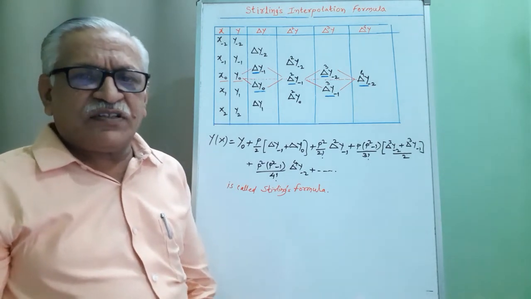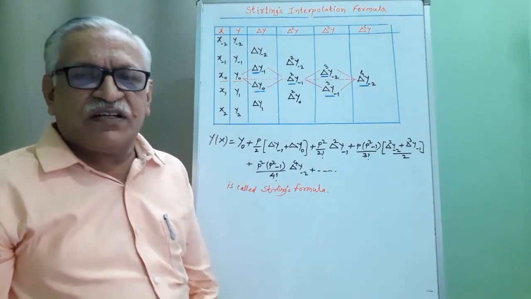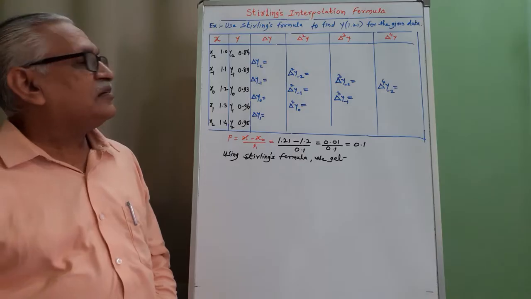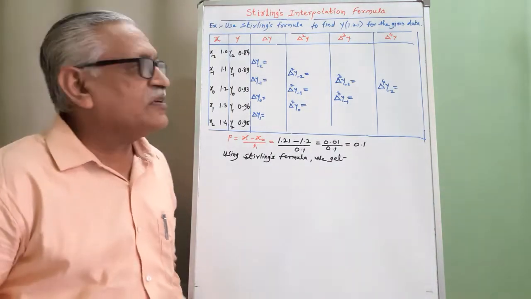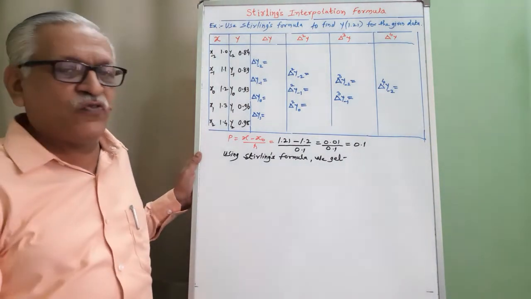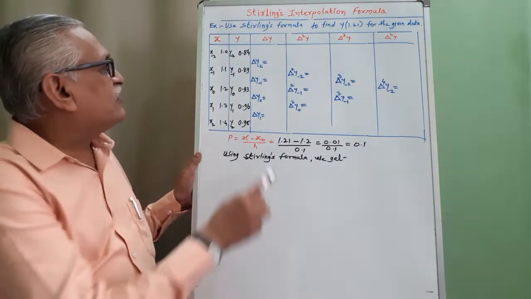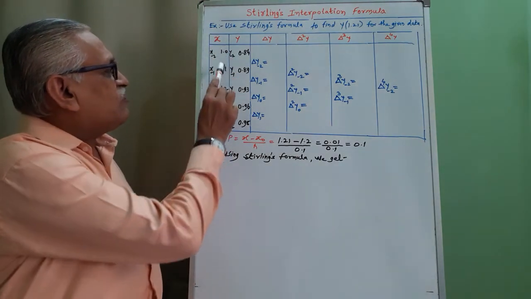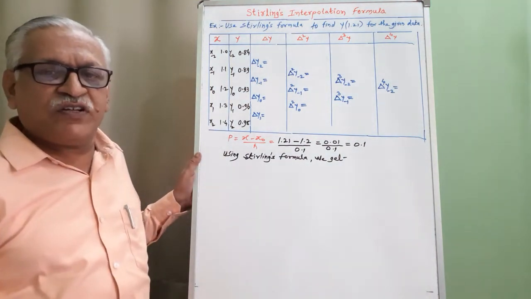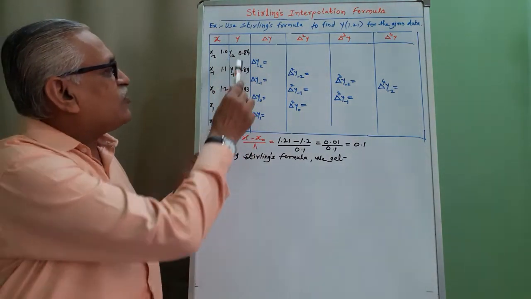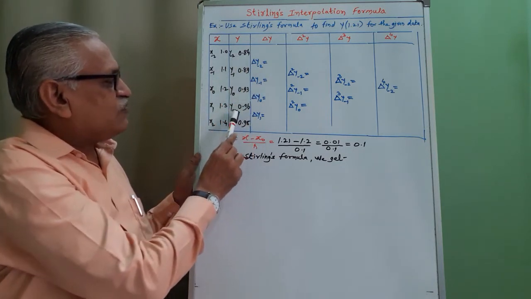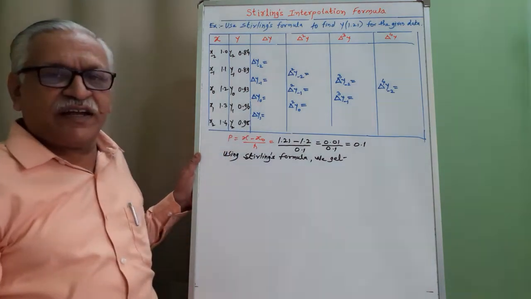Then we try to see one simple example. I will discuss one simple example on this Stirling's interpolation formula. Let us try to solve the problem. Use Stirling's formula to find y at 1.21 for the given data. The values of x are 1, 1.1, 1.2, 1.3 and 1.4, a difference of 0.1, and the corresponding values of y are 0.84, 0.89, 0.93, 0.96 and 0.98.